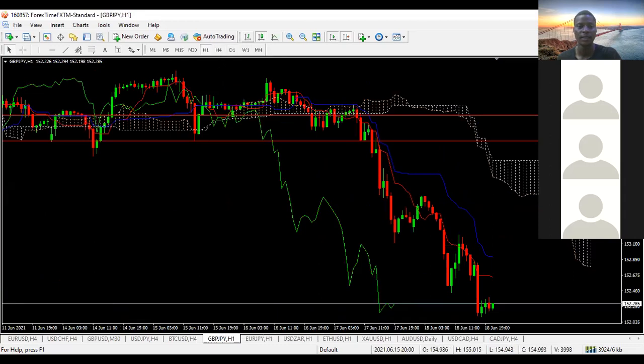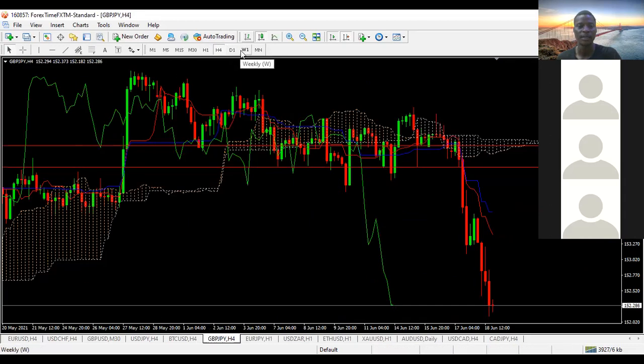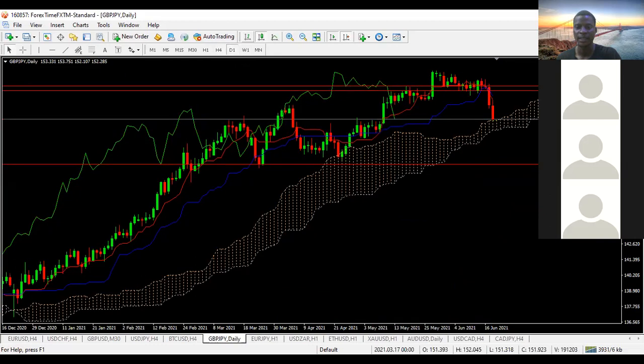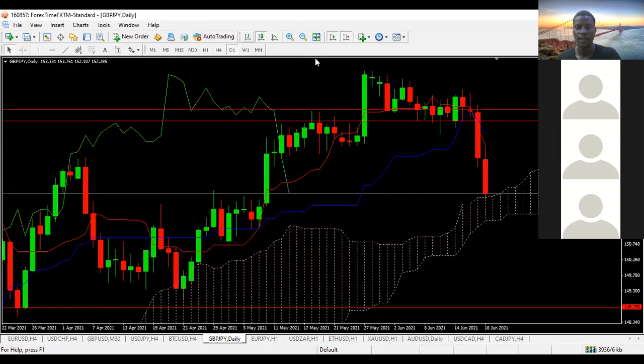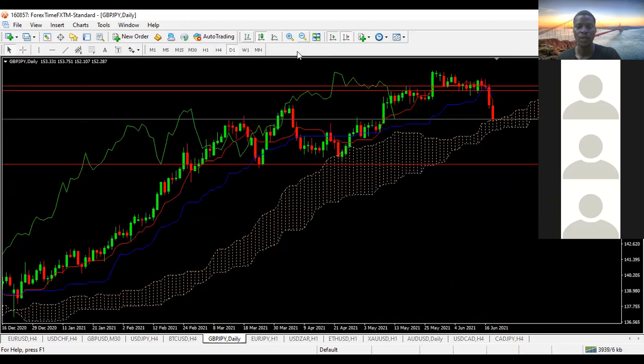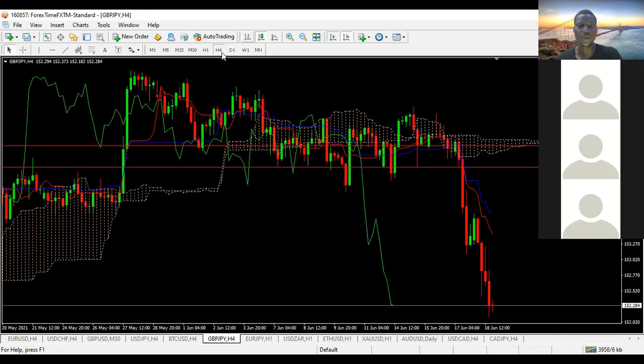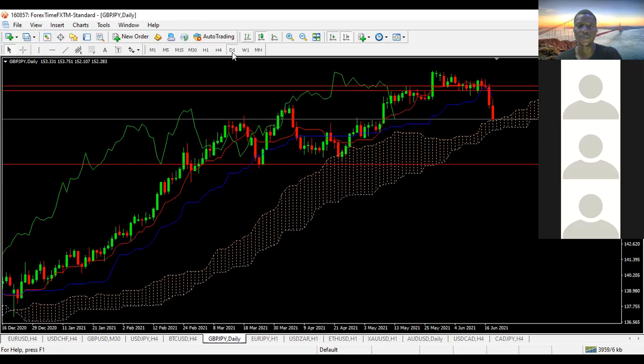Let's see, we have this market. Remember we were talking about Great Britain JPY, if it will fall or not. It has finally fallen and it is bearish. So who can tell me what's happening in this JPY? Great Britain JPY, who can tell me what is currently happening on the price?